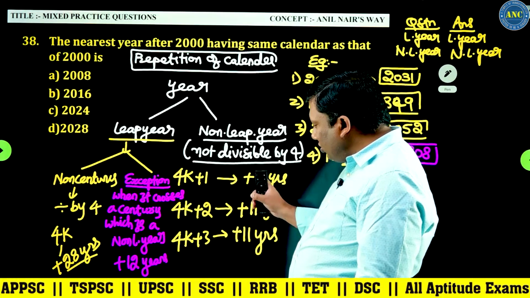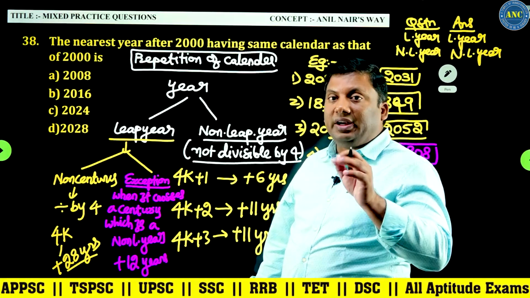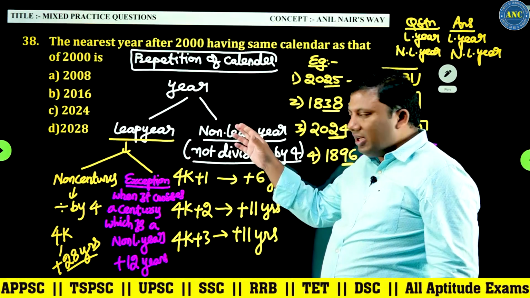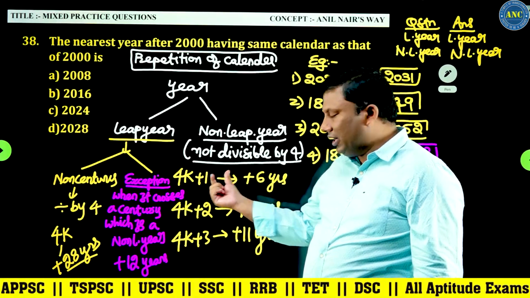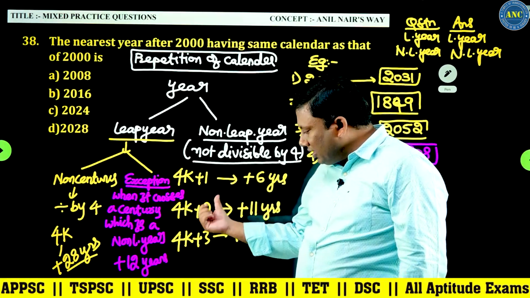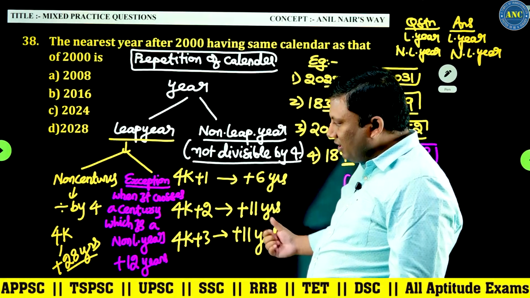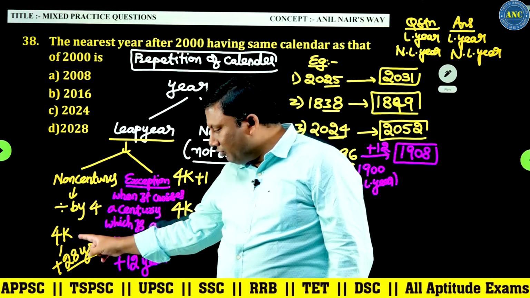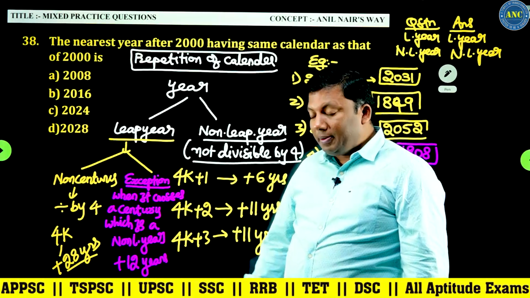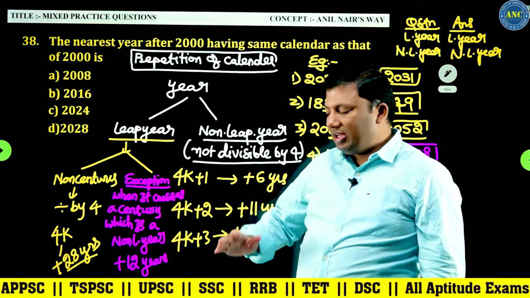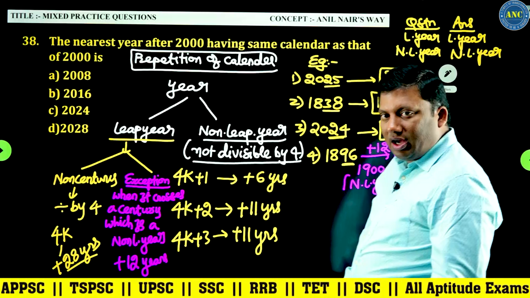6, 11, 11, 28, 12. These are the codes for the repetition of the calendar. If the given year is a non-leap year, that means it is not divided by 4. It gives a remainder 1, plus 6 years. Remainder 2, plus 11 years. Remainder 3, plus 11 years. It is perfectly divided by 4, 28 years. If the given year is a leap year, but it crosses a century which is a non-leap year, the calendar will repeat after 12 years.